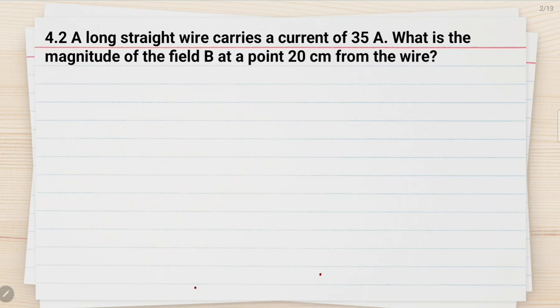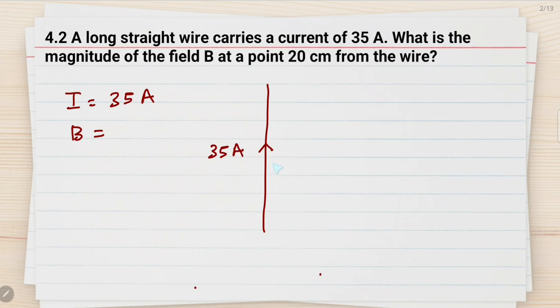So moving on to the next problem. A long straight wire carries a current of 35 ampere. It's basically a long straight wire, and what is the magnitude of the magnetic field B, 20 centimeter from the wire? So I will draw. This is the current carrying wire which carries a current of 35 ampere, and from here at a distance of 20 centimeters, some point here, you want to find the magnetic field.